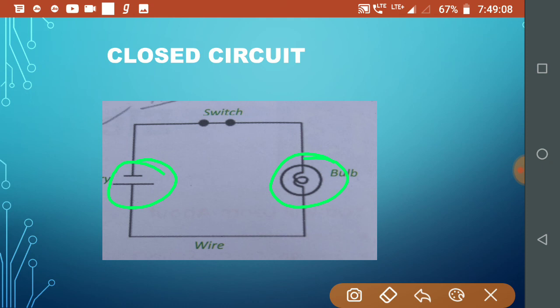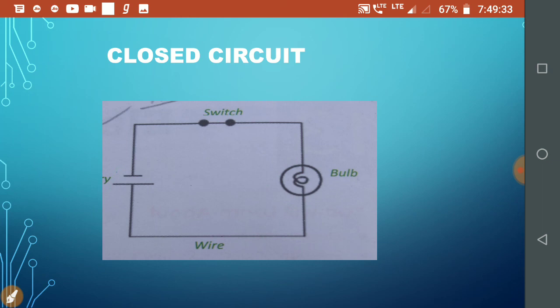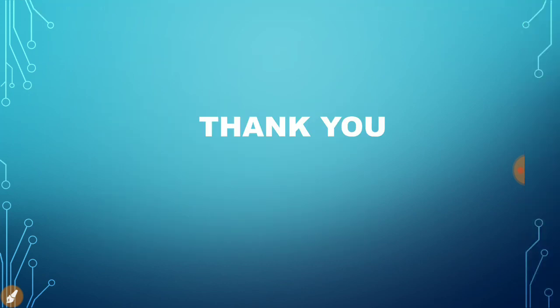And this is the diagram of closed circuit. If we have to make a circuit diagram for open circuit, then what do we have to do? There's only a single change: we disconnect the switch. So this is a diagram for open circuit. Now I hope that you will understand the whole. So thank you very much.